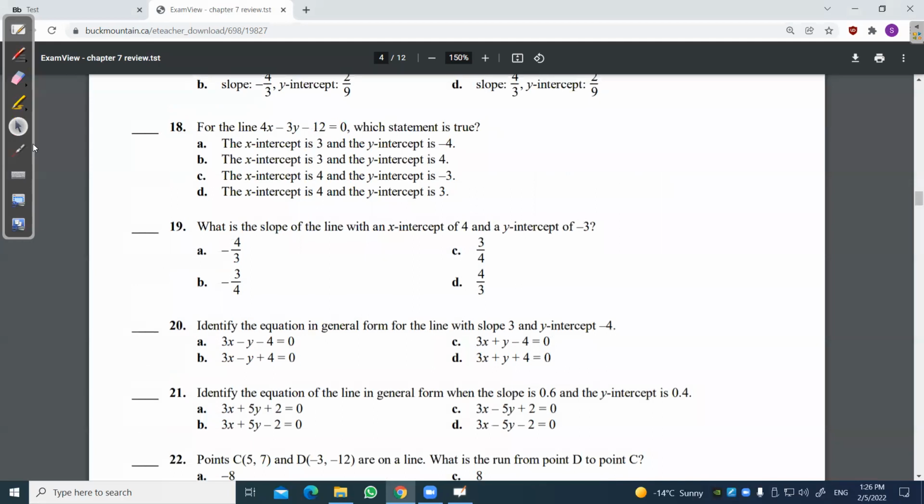Okay, 19 could be a little bit tricky. What is the slope of a line with x-intercept of 4 and y-intercept of minus 3?